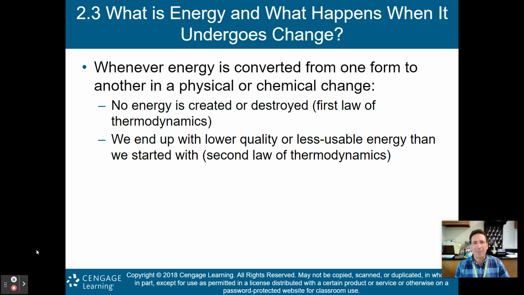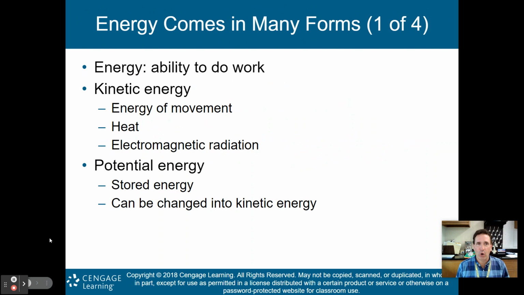So we just talked a little bit about matter. Energy, once again, can convert from one form to another in a physical or chemical change. But once again, energy cannot be created or destroyed, right? That's the first law of thermodynamics. The second law of thermodynamics says we always end up with a lower quality or less usable energy than we started with, right? Because we start with energy and then that energy dissipates as we go through a system, and therefore we end up with a lower quality or some less usable energy. That is your second law of thermodynamics.